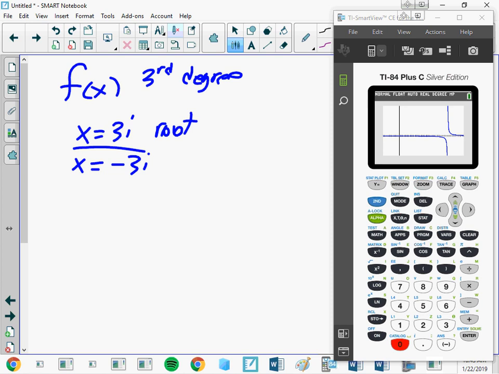Can the other root have an i in it? No, why not? I has to come with a partner. Every imaginary root has a conjugate counterpart. So if you have 1, you have 2. If you have 3, you have 4. There's no way to build an x to the third equation using real numbers that has 3 imaginary roots. So the answer is false. The third root has to be real.